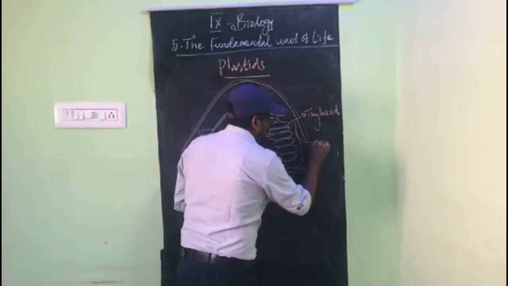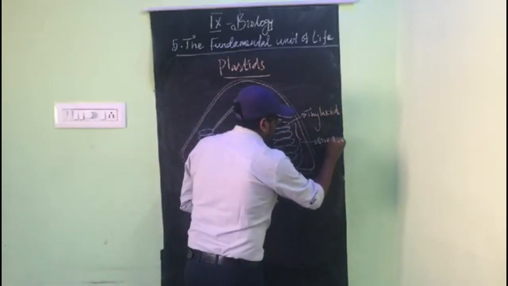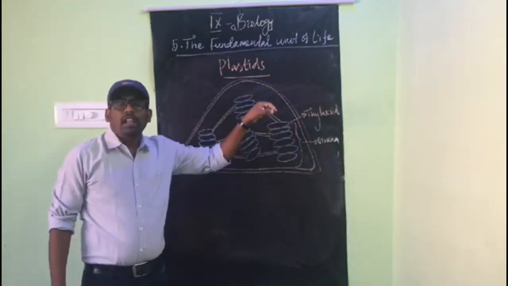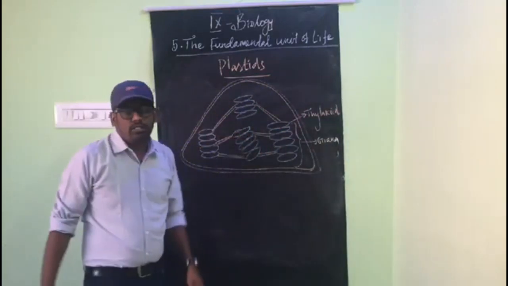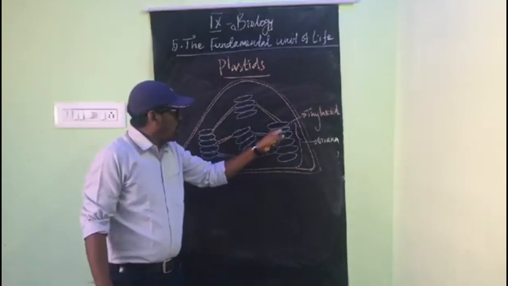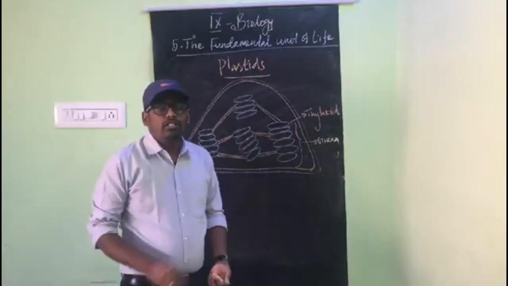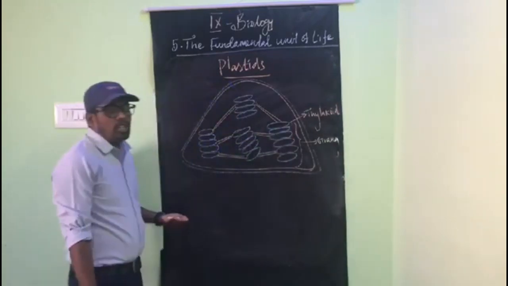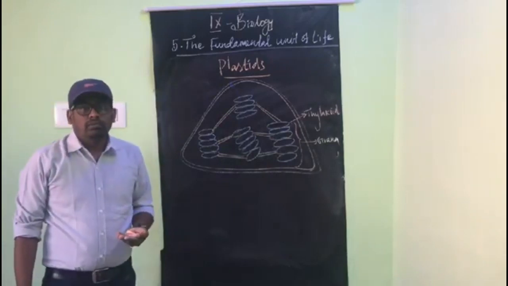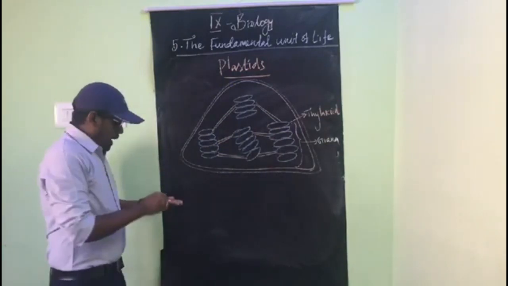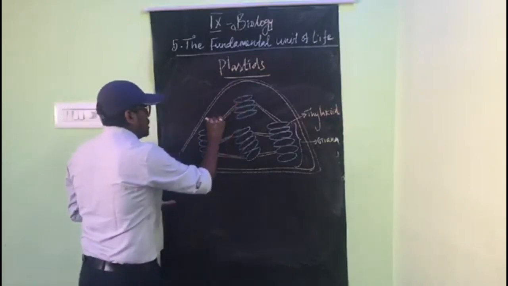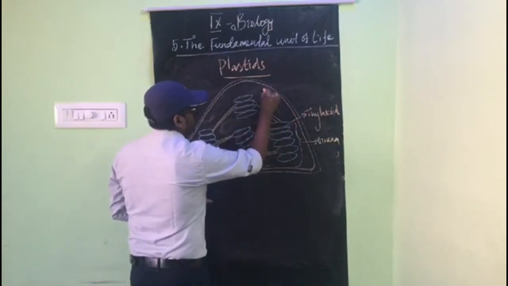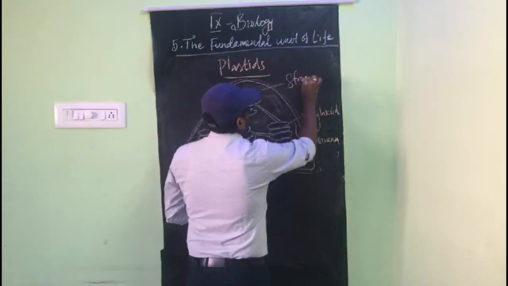This is called grana or granum. So a thylakoid is a thin flat-like structure present in plastids. These thylakoids are arranged like coins. If you arrange coins one by one, it will look like this structure. That is called a granum. And inside the plastid there is an aqueous fluid. That is called the stroma.